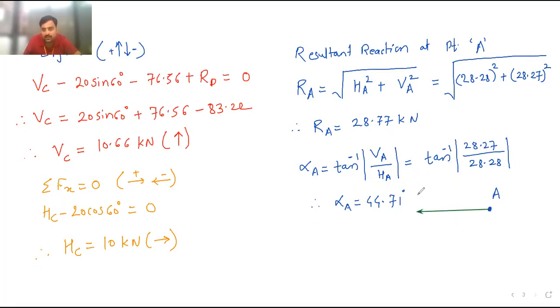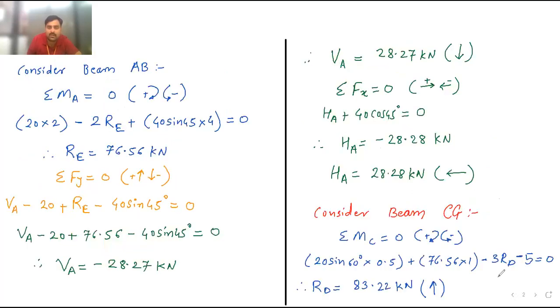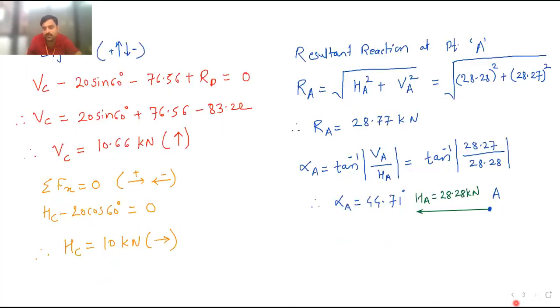And I will write here, HA is equal to 28.28 kilonewton. This is HA. Now the vertical reaction at A, you can see, this is the VA, and it is again 28.27. So the value is same, but it is acting downward. So here I will draw the VA, but it is moving downward.